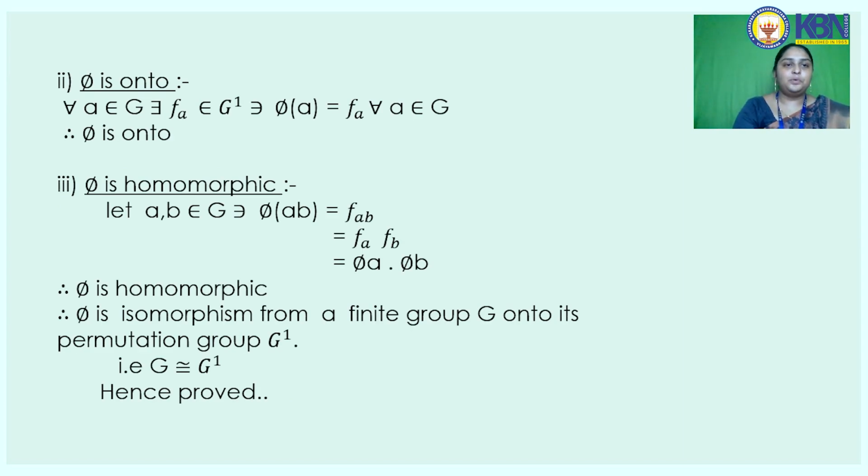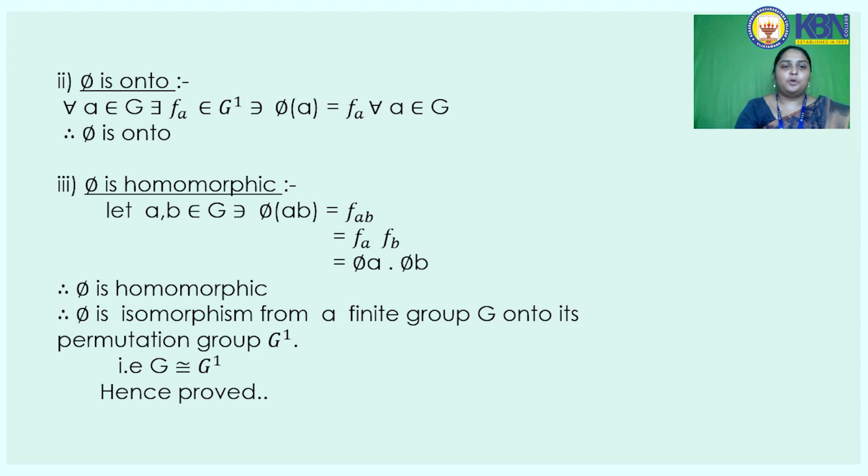And the second property is, now we have to show that phi is onto. That is, for every element in a group, there exists a permutation in G'. We have to prove this with the mapping. That means for every a in G, there exists a mapping f_a belonging to G' such that phi of a is equal to f_a for every a belonging to G. It is a clear property by defining the mapping, hence phi is onto.